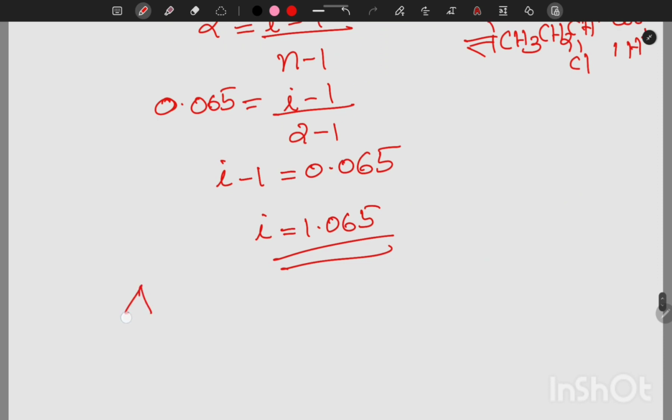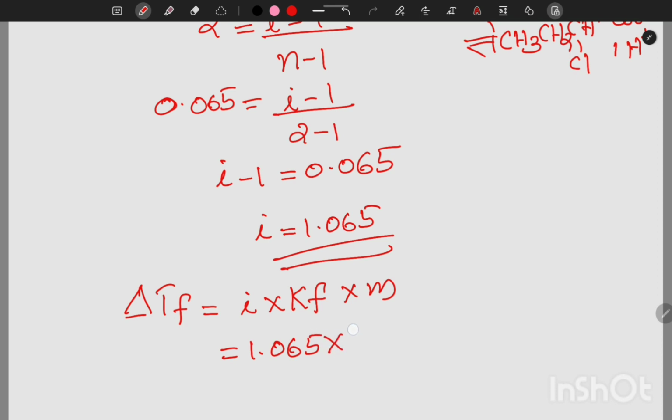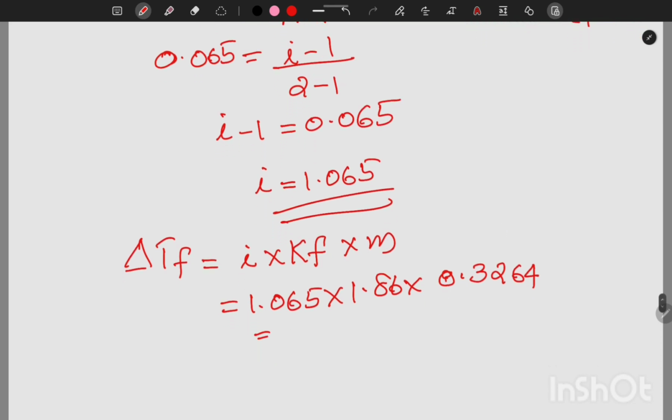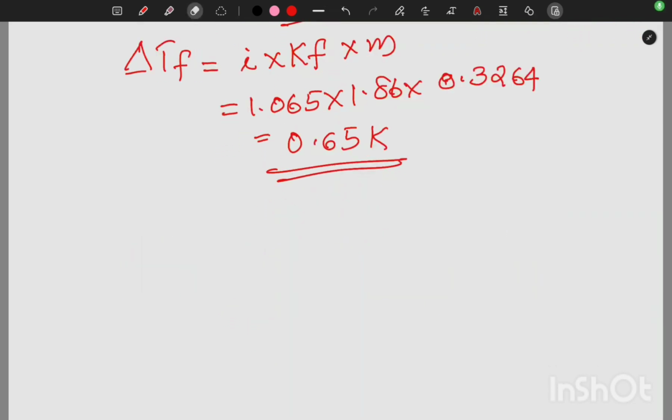Now delta TF is equal to i into Kf into m. So i is 1.065, Kf is equal to 1.86 and molality is equal to 0.3264. When we simplify, we will get delta TF as 0.65 Kelvin.